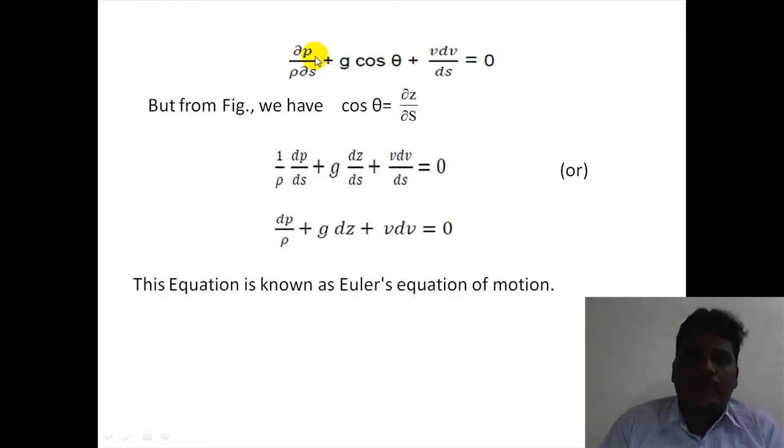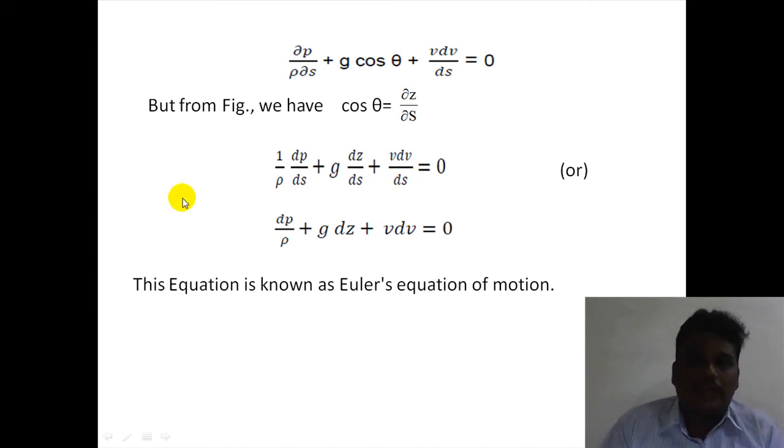Now ∂p by ρ ∂s plus g cos theta is equal to V into dV by ds, that is equal to 0. From the equation, I am telling that cos theta is equal to ∂z by ∂s, so that is equal to 1 by rho into dp by ds plus g into dz by ds plus V into dV by ds is equal to 0.